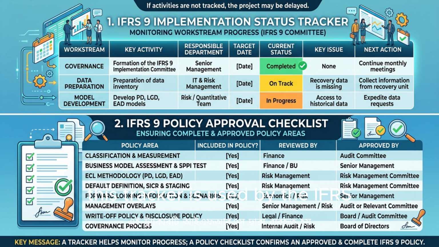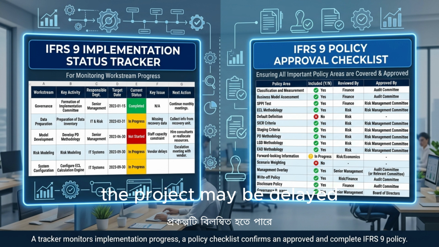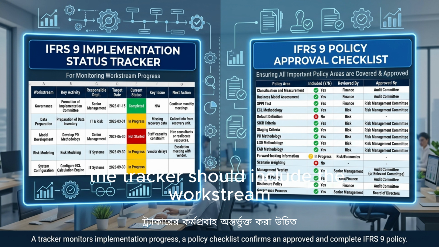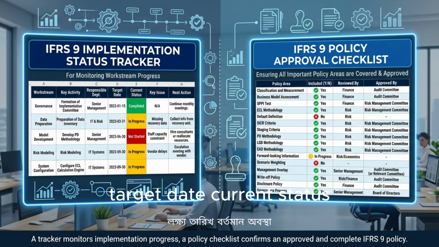This tracker is used by the IFRS 9 Implementation Committee to monitor the progress of different workstreams. IFRS 9 implementation involves many activities, such as governance, policy drafting, data preparation, model development, system configuration, disclosure preparation, and internal audit review. If these activities are not properly tracked, the project may be delayed. The tracker should include the workstream, key activity, responsible department, target date, current status, key issue, and next action.